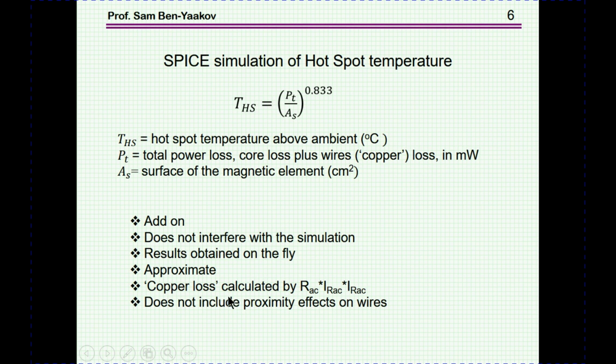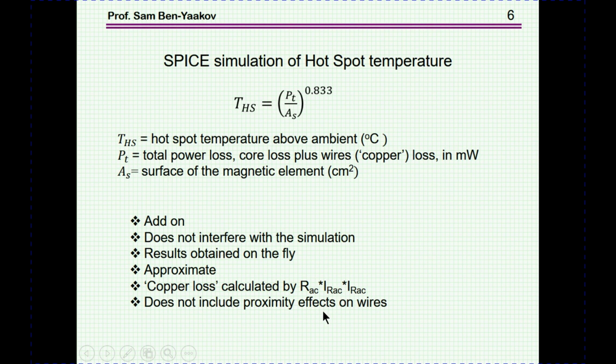And the copper loss is calculated by this simulation model that I'm going to show you by this equation, which is the RAC. This is the resistance of the wire at the high frequency of operation times I square, okay? So the R times I square. Now, this does not take the proximity effect into consideration. RAC has to be modified to take this proximity effect into account.